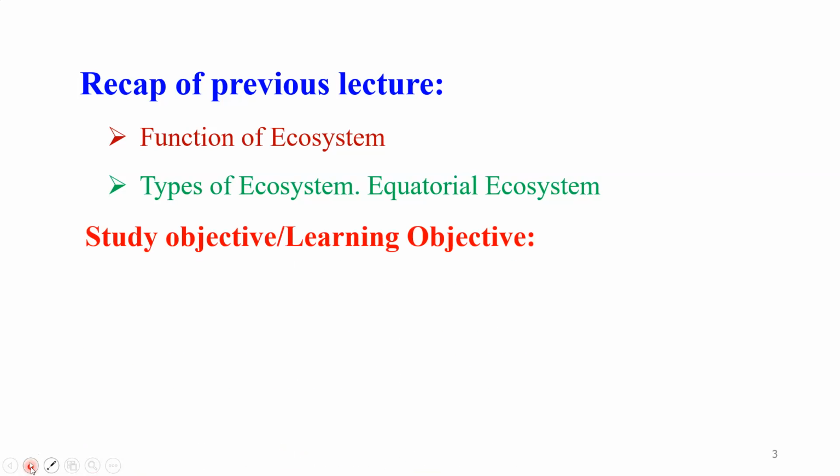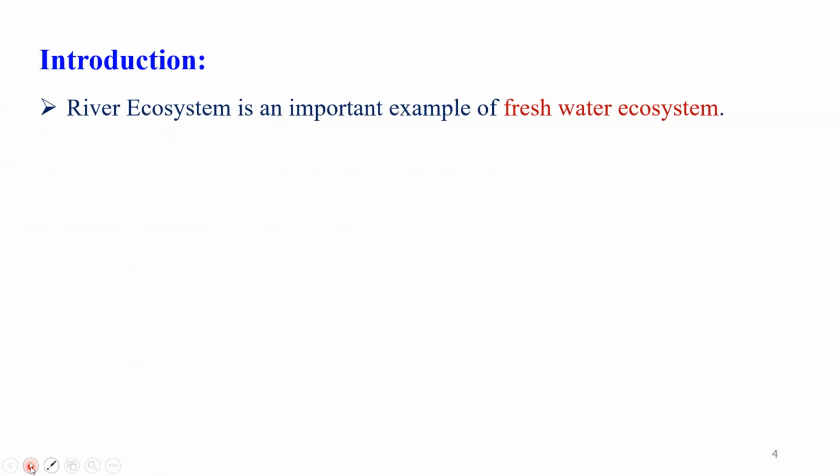Dear students, for today's lecture we have a learning objective. By the end of this lecture, you should be familiar with the river ecosystem. You know that the river ecosystem is an important example of the freshwater ecosystem. What do you mean by the freshwater ecosystem? The freshwater ecosystem means an aquatic water ecosystem that we observe in drinkable water.